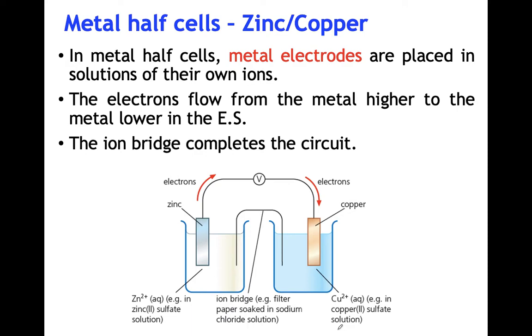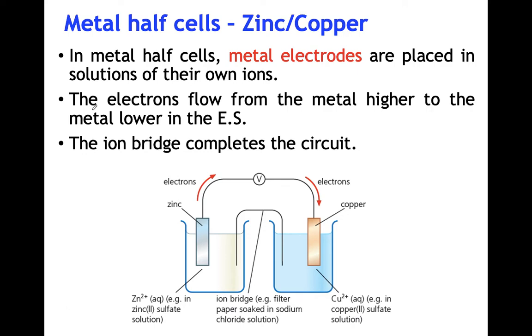A common question that can come up in exams is what is the purpose of the ion bridge, and you just have to say it completes the circuit, or it'll ask you to complete the half cell diagram, and often it'll have left out your ion bridge. Okay, so let's consider this in slightly more detail. So electrons are flowing from the metal higher to the metal lower.